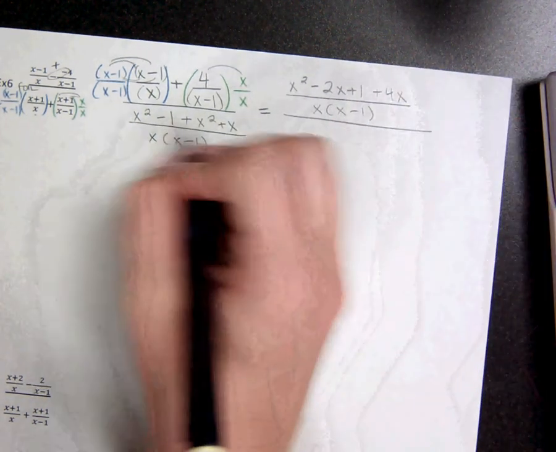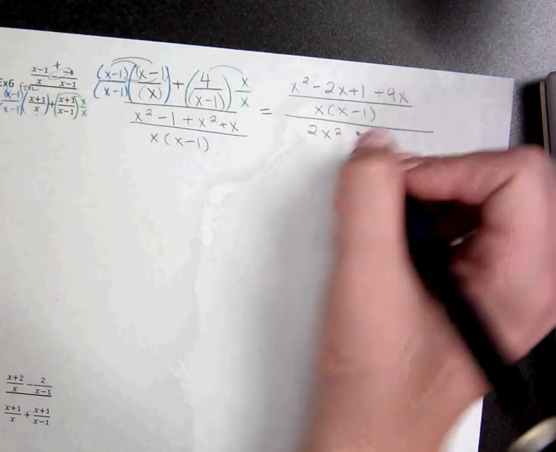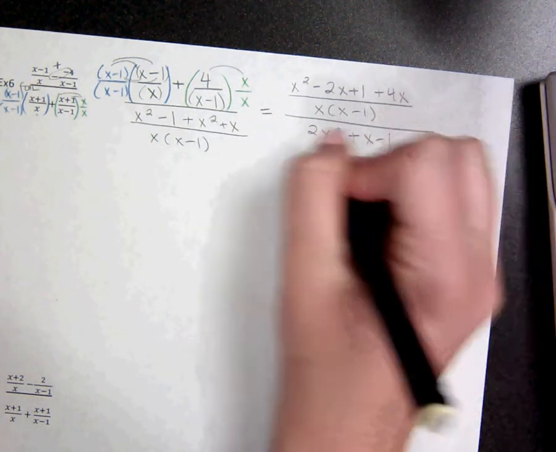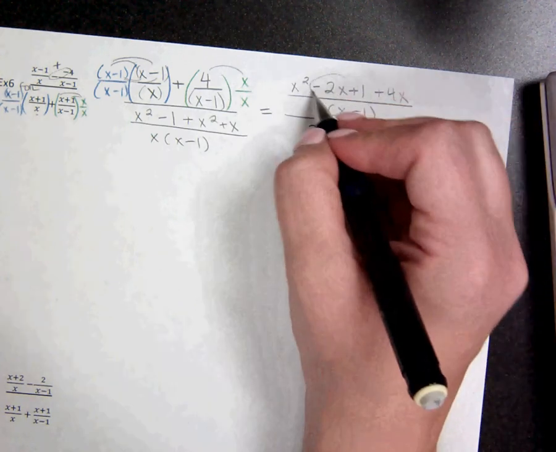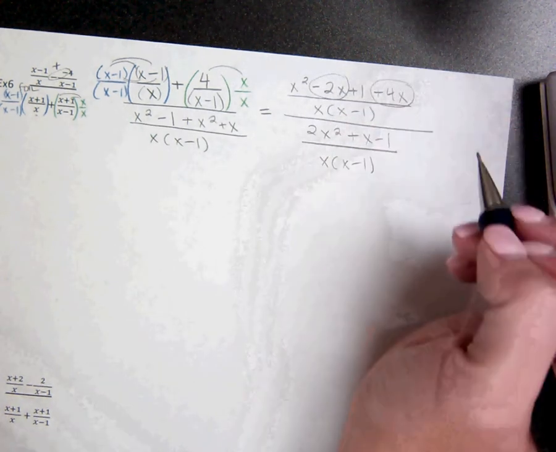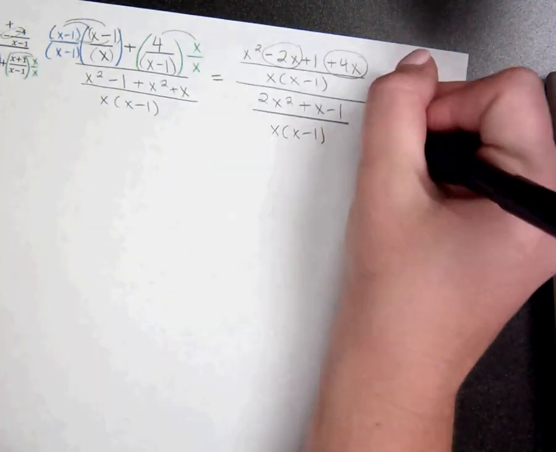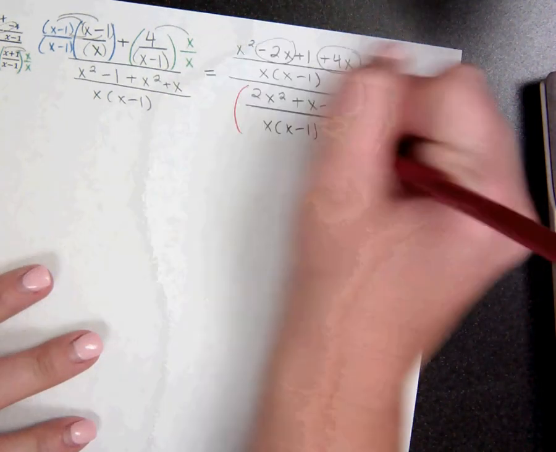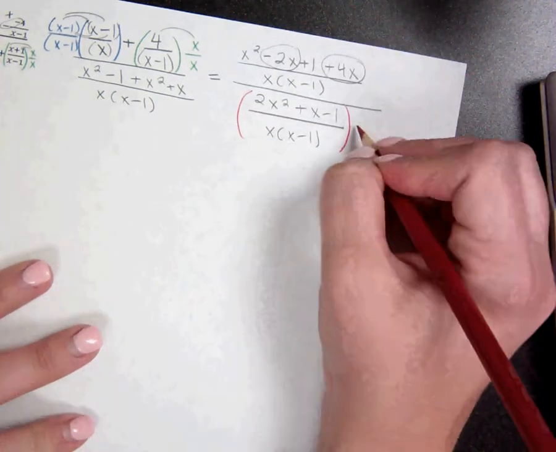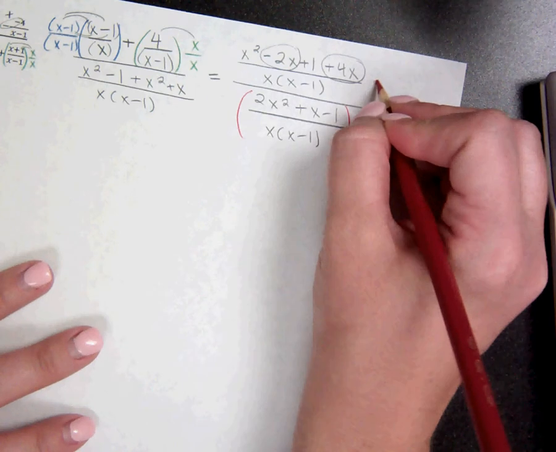So I'm going to clean this one up. You're going to get 2x squared plus x minus 1 over x times x minus 1. We can also go ahead and clean up this numerator, put those two together. Alright, from here, and again, color is so helpful in these because it just looks like a bunch of terms all jumbled together. You're going to take this fraction, flip it and multiply it.